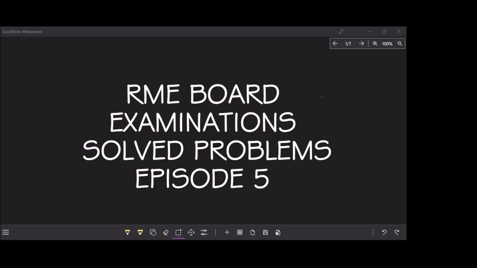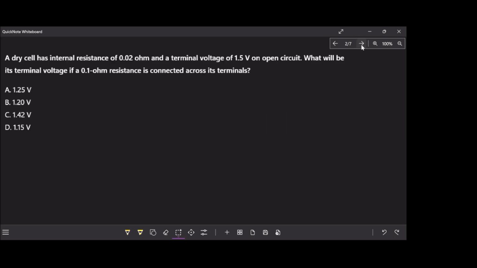Okay, so we'll start with our first problem. A dry cell has an internal resistance of 0.02 ohm and a terminal voltage of 1.5 on open circuit. What will be the terminal voltage if a 0.1 ohm resistance is connected across its terminal?